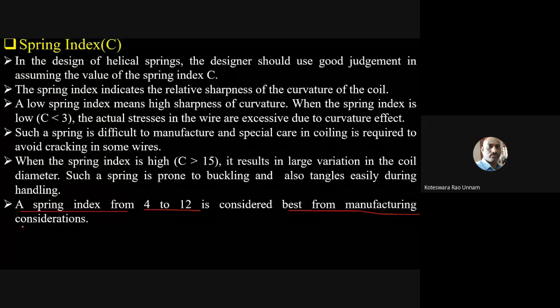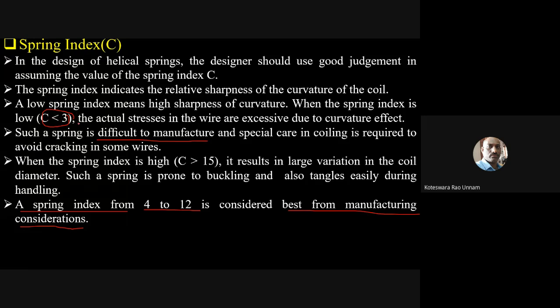Here, what we have already seen: when the spring index is less than 3, it is difficult to manufacture. So you have to choose a spring index of more than 3, and when the spring index is more than 15, the problem is that it can easily tangle during handling. Therefore, it should not be greater than 15. So the best range for the spring index is 4 to 12 from the manufacturing point of view.